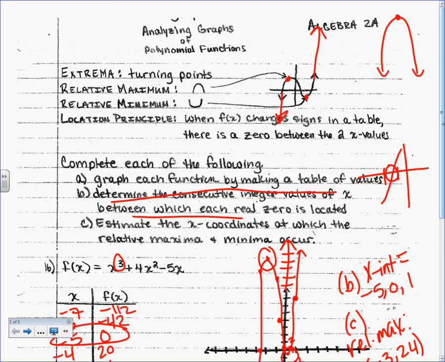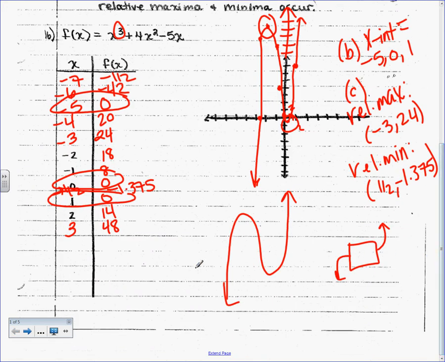I forgot to mention something. What was the degree of this function again? 3. How many real zeros did I get? 3. Remember, that's the maximum number of real zeros you can get. If we thought it crossed the x-axis 5 times, we'd know we were wrong because it's not a choice. It can't be more than 3. It can be less than 3, but it can't be more. Okay? That's it. Questions? Okay.